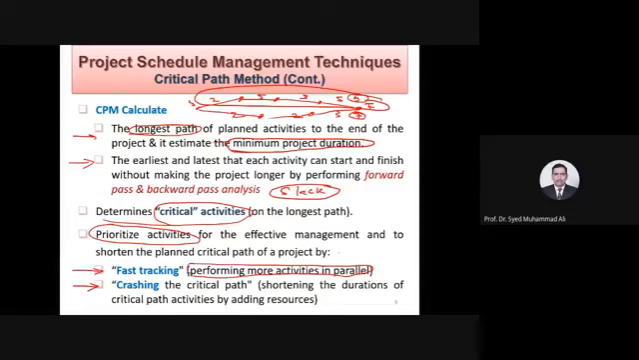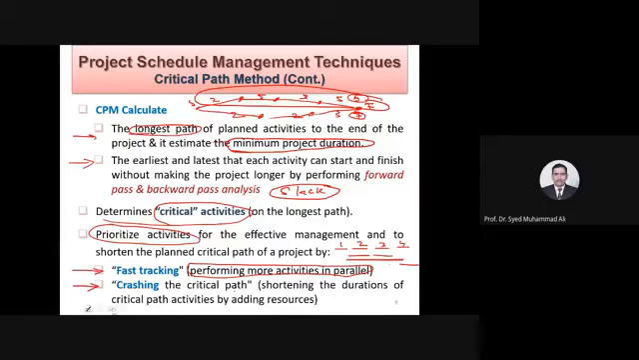Fast tracking means performing more activities in parallel. Since the objective is to complete the project earlier, what will we do is, instead of making the activities in sequence, one after the other, for example, these are 1, 2, 3, and 4, what we will do is 1, 2, 3, and let's say 4. So we will try to shorten the duration of the project by making certain activities in parallel. So this is called fast tracking. Then is crashing. It is the crashing of the critical path, by the way.